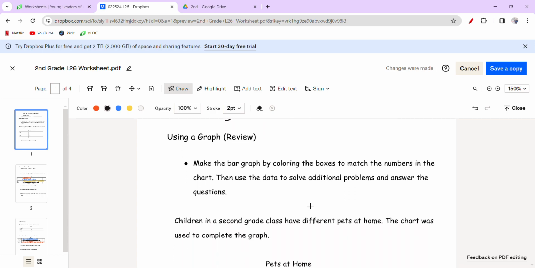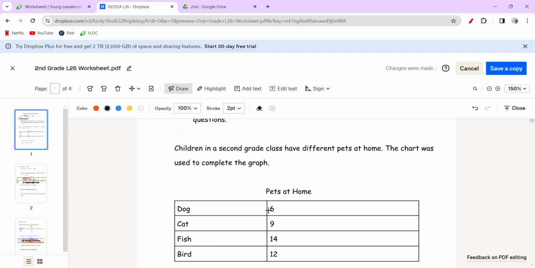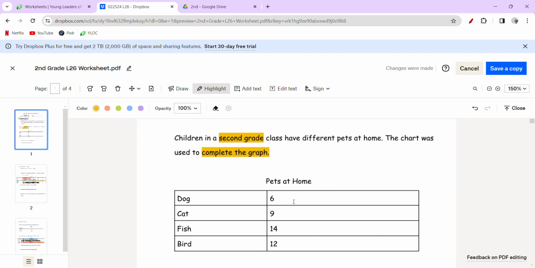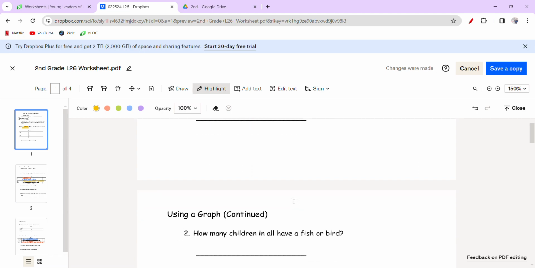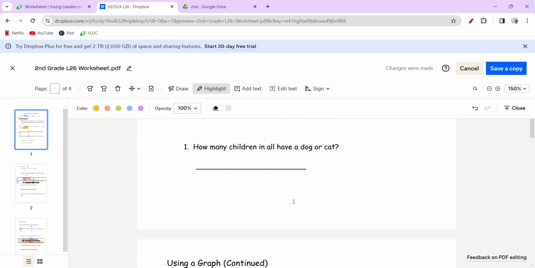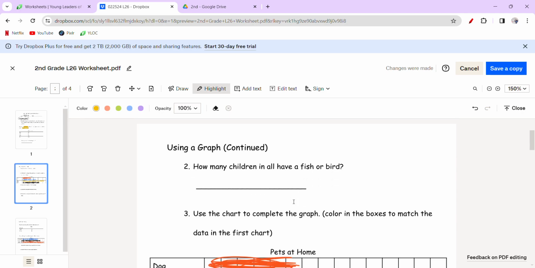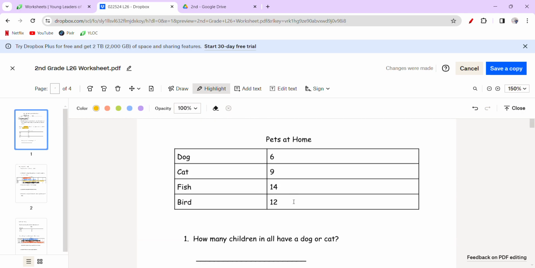Okay, we're going to use a graph to review. So make the bar graph by coloring the boxes to match the numbers in the chart. Then use the data to solve additional problems and answer the questions. Children in a second grade class have different pets at home. The chart was used to complete the graph. I already filled out the graph below according to the numbers they gave me, so we just have to answer the questions.